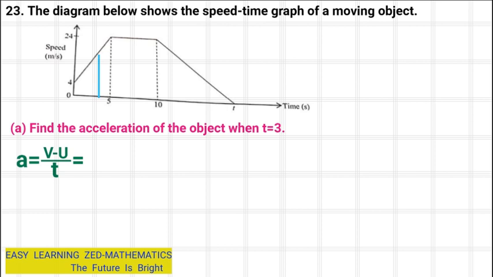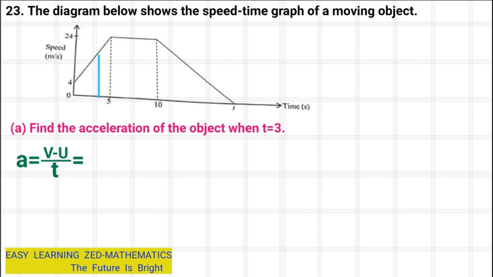So here what you need to understand is this: from 4 meters per second to 24 meters per second, you can see that the acceleration was constant. Okay, the acceleration was constant. The object was changing the speed at a constant rate. So that means we can use any point to find the acceleration of this object. So in this case, we're going to use the starting point and the finishing point where the change in speed happened.